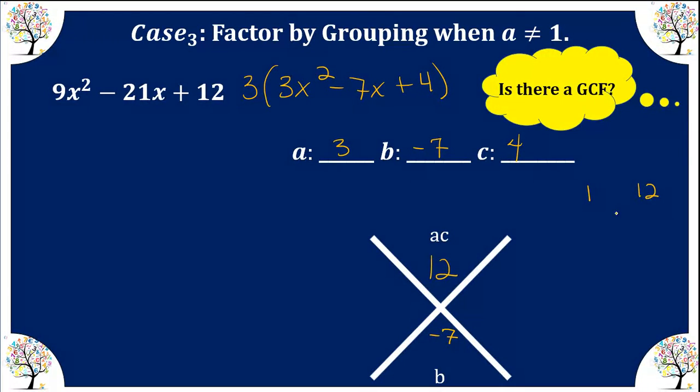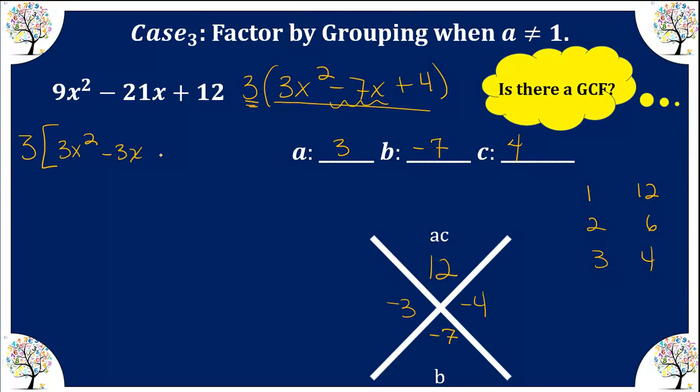The possible combinations are 1 and 12, 2 and 6, and 3 and 4. I do have a negative sum and a positive product. So I know my two numbers are going to be negative, and I'm going to use 3 and 4. So negative 3 times negative 4 gives us positive 12 and adds up to negative 7. So we're going to rewrite the middle term using negative 3 and negative 4. Bring down your GCF of 3. Rewrite this trinomial as 3x squared minus 3x minus 4x plus 4.